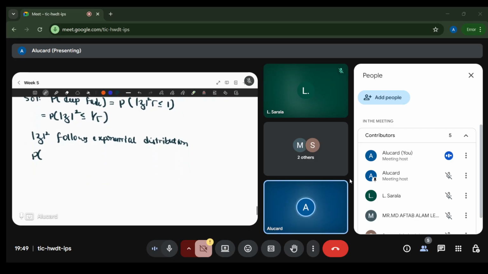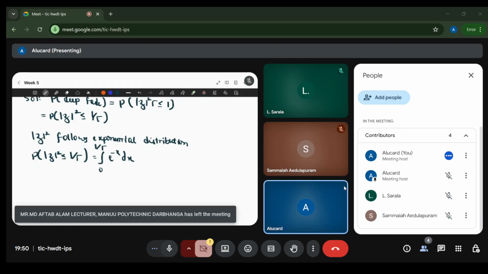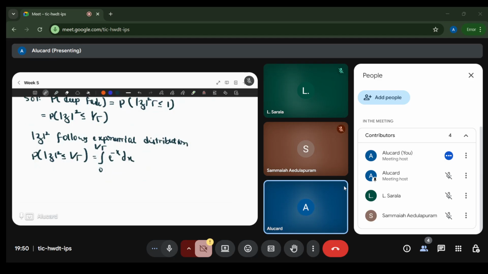So the probability that mod z square is less than or equal to 1 over gamma is the integral from 0 to 1 over gamma of e power minus x dx. You carry out the integration and you will get the answer in terms of gamma. One thing here is that you'll get the answer as a function of gamma, but there will be terms of the form e power 1 over gamma or something like that.